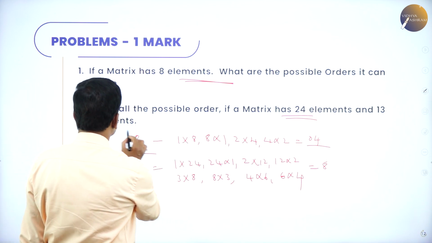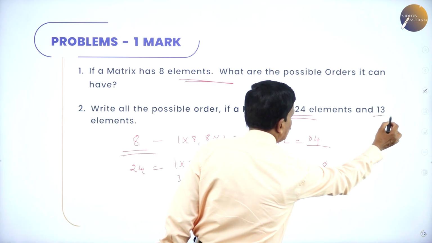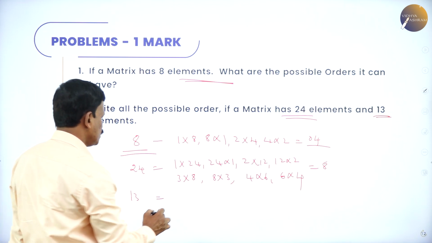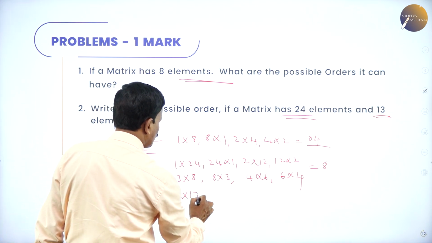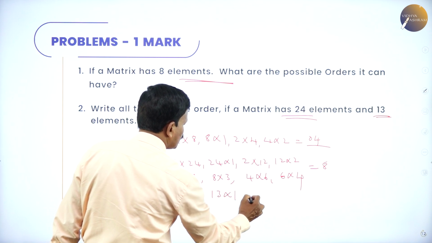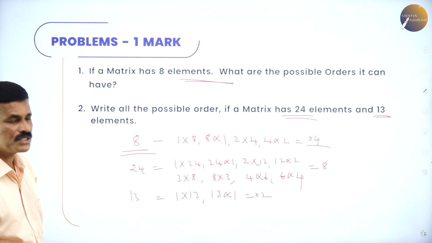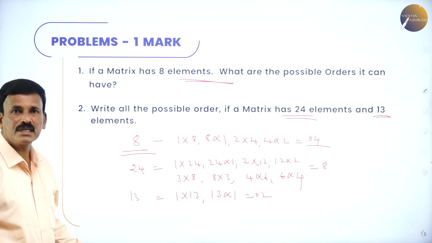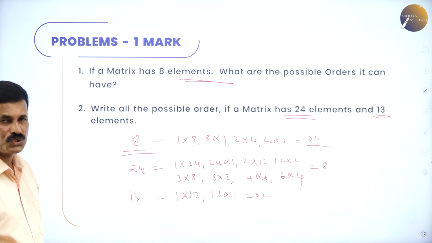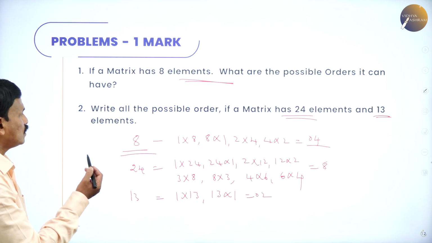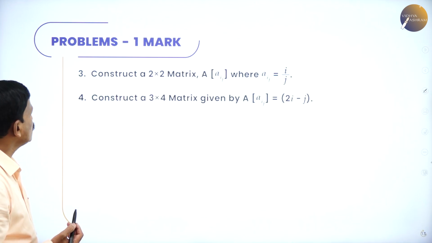Now let us come to this. A matrix having 13 elements. The possible orders are 1 into 13 and 13 into 1. Only 2 possible orders we can write for 13. So if it is an odd number, usually you will get only 2 orders. That is how we are going to write the number of possible orders for a given matrix.